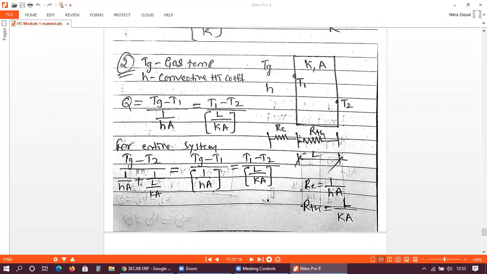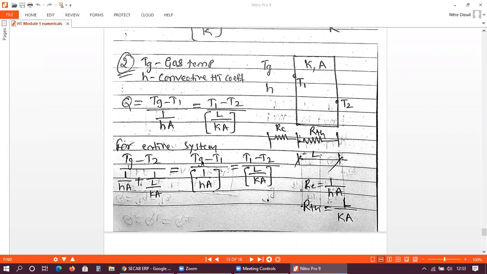So how is the rate of heat transfer? This is for the entire system: Tg minus T2 divided by 1 divided by HA plus L by K. You correct this part; it is only L by K. 1 by HA is the convective resistance, whereas L by KA is the thermal resistance through conduction.